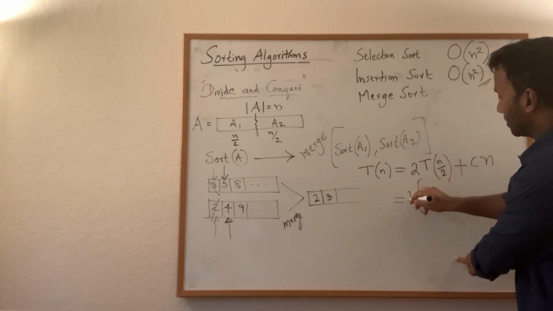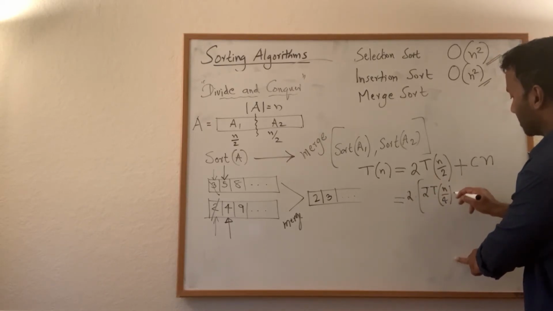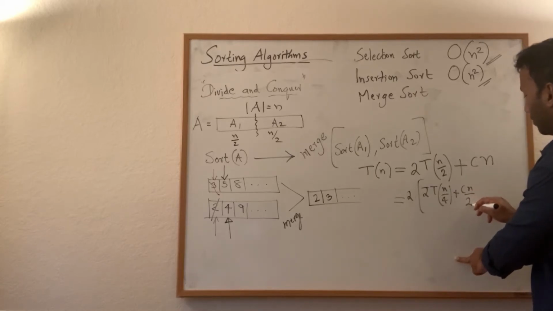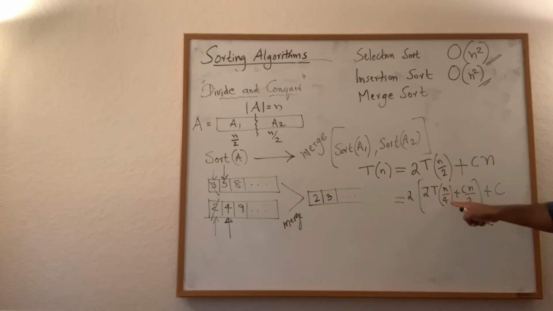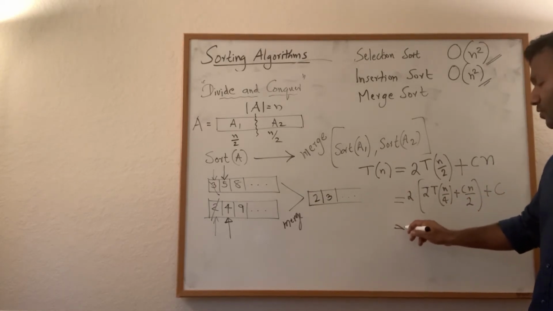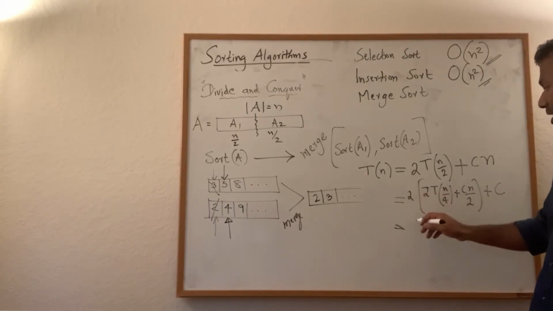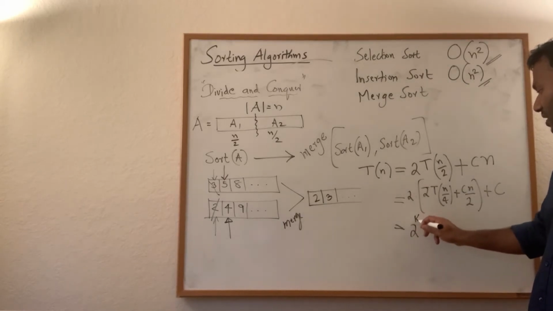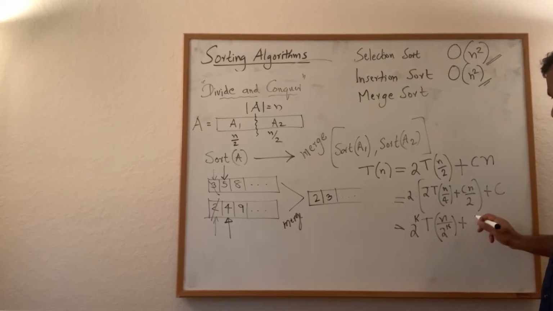you can make it as 2 times 2T of n over 4 plus cn over 2, plus cn, which will be 4 times T of n over 4 plus 2 times cn, and if you expand it further, let's say up to k times, then you will get something like this: 2 to the k T of n divided by 2 to the k plus k times c times n.